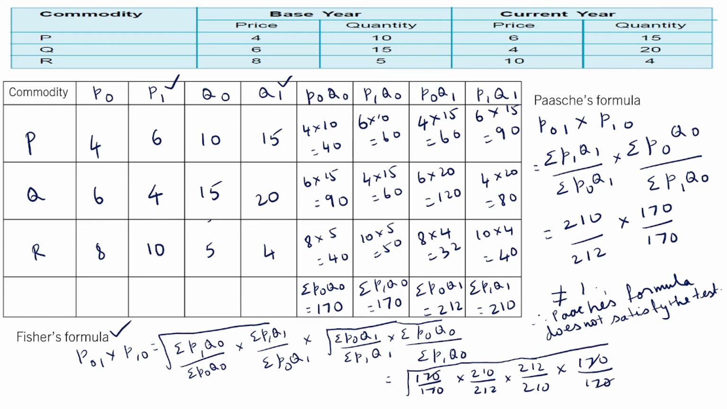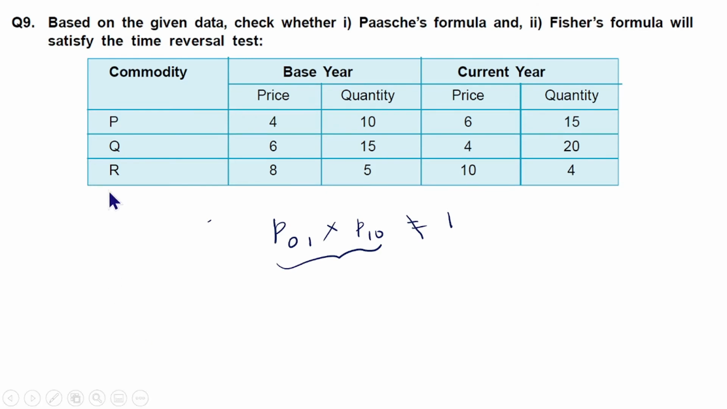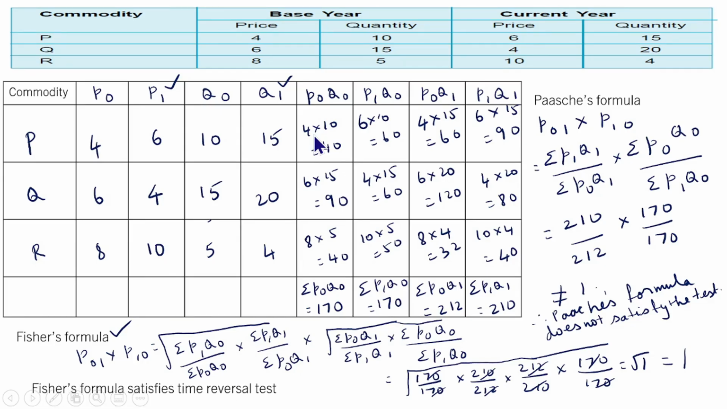So these two will cancel out. Then 210 will go, 212 will go. So this is equal to root 1, which is equal to 1. So P01 into P10 is equal to 1. So we can see that Fisher's formula satisfies time reversal test. So we were asked, based on the given data, to check whether Paasche's formula and Fisher's formula will satisfy time reversal test.